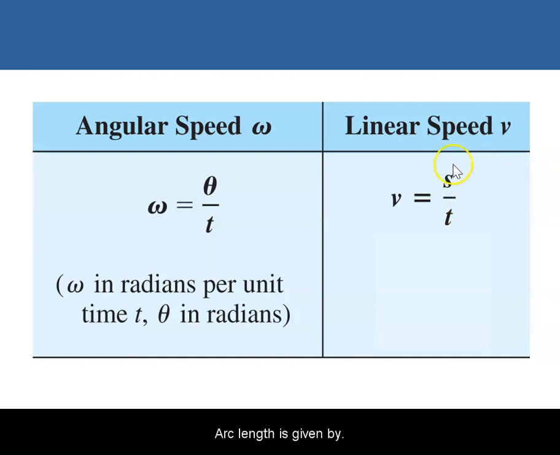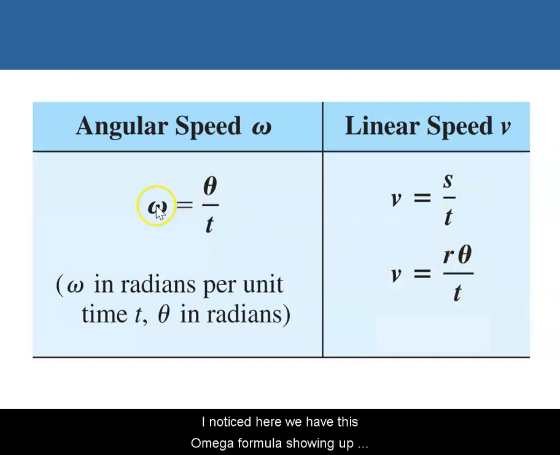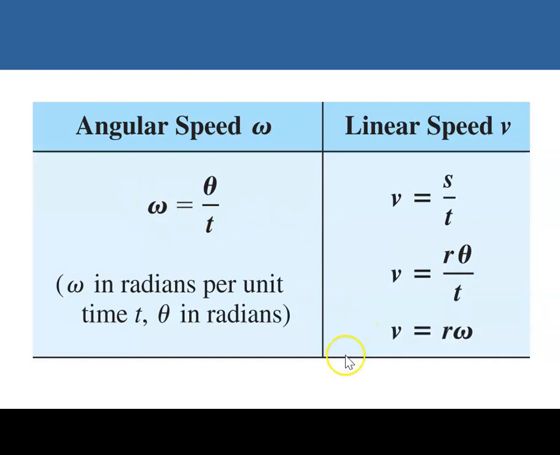Arc length is given by r times theta, theta in radians. So this is really v equals r times theta divided by t, right? And notice here, we have this omega formula showing up. What is omega? It's theta over t. So my linear speed is really my radius times my angular speed. Okay, so my linear speed is my radius times my angular speed.